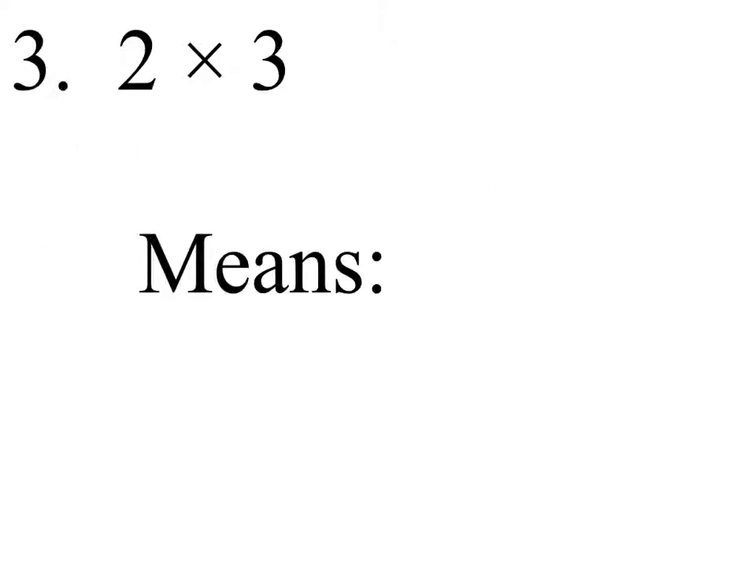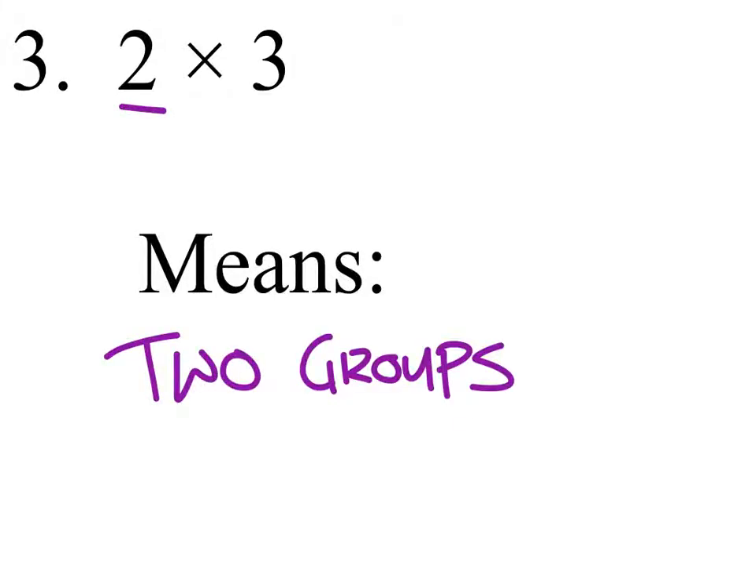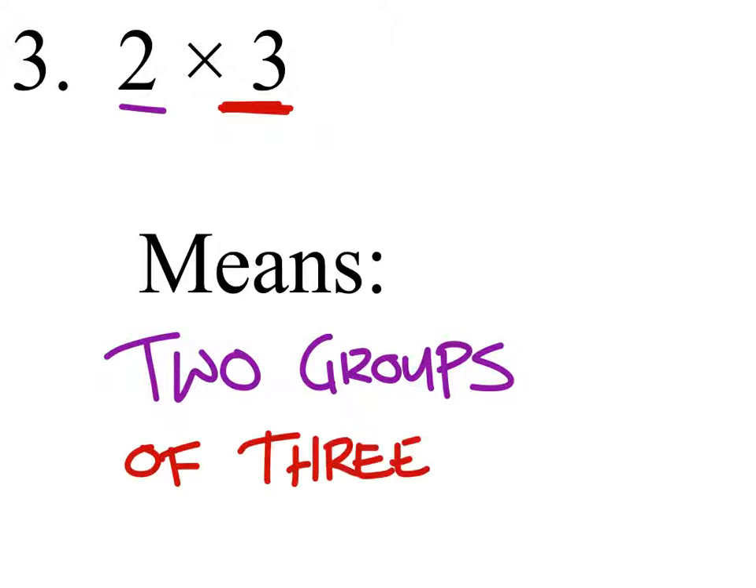So 2 times 3, what does this mean? Now, this is just the words of what we were doing before. 2 tells us how many groups, so that's 2 groups. And then we've got of 3, 2 groups of 3. Bam, just like this. So this is what it means. You'll have to write that on the homework when you get there.